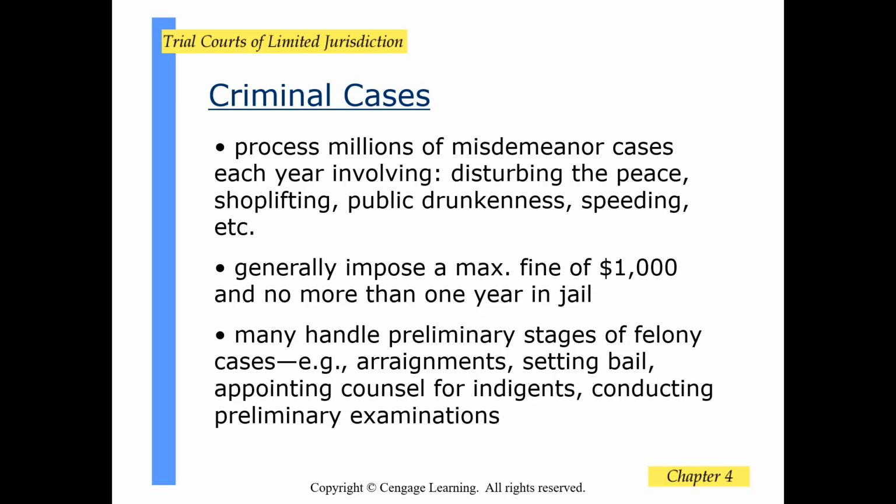Criminal cases are processed by millions of misdemeanor cases each year involving disturbing the peace, or shoplifting, or public drunkenness, or things of that nature. These kinds of criminal cases generally impose a maximum fine of $1,000 and no more than 1 year in jail. Many handle preliminary stages of felony cases, for example, arraignments and setting bail and things like that.